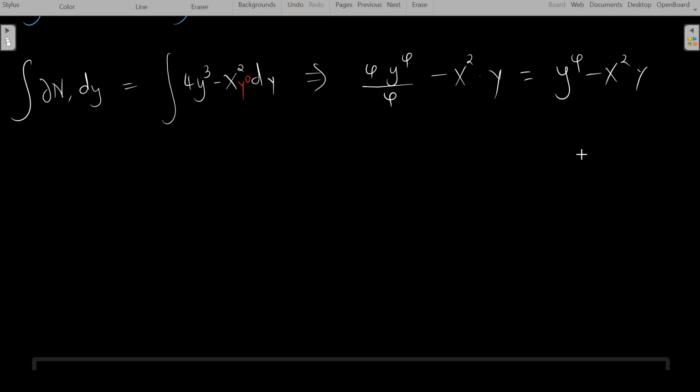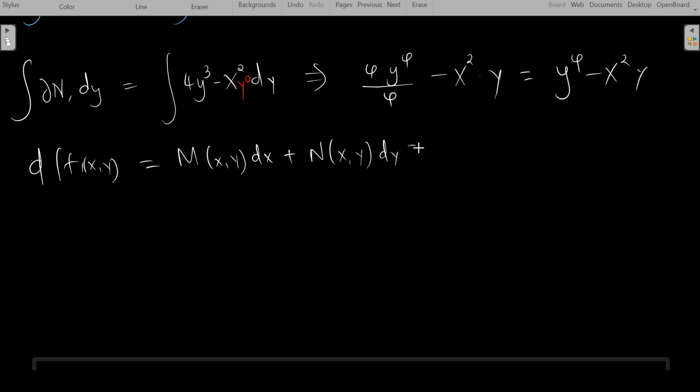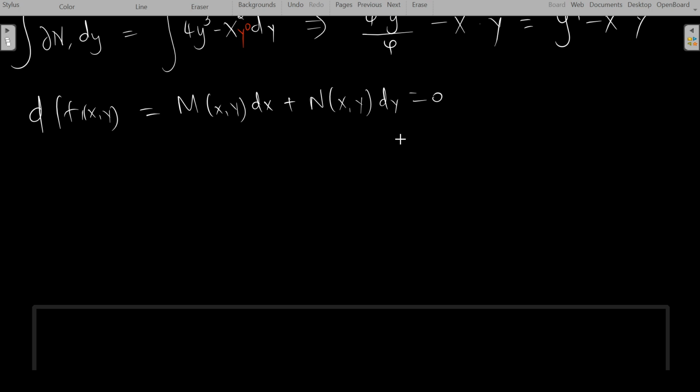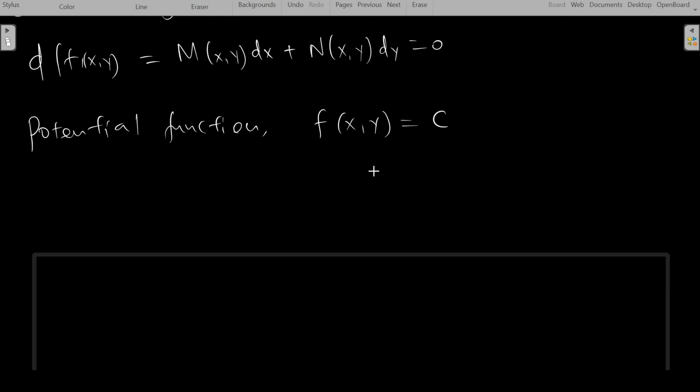Now let's simplify our answer. Remember in my previous video we said that if we are able to say something is exact, of the form M of x, y dx plus N of x, y dy equals 0, then we have a potential function, f of x, y equal to a constant c. So how will we manage this?